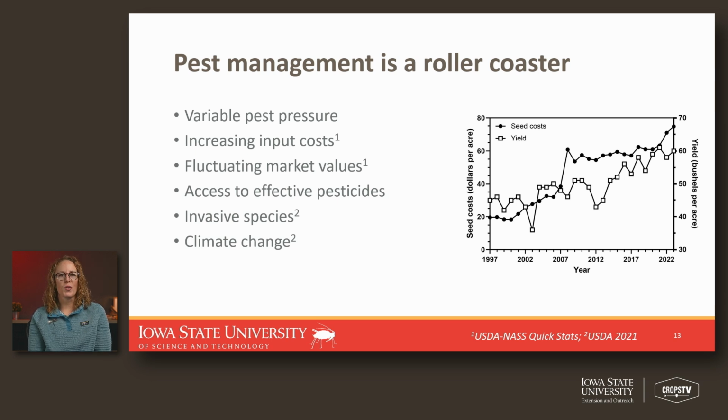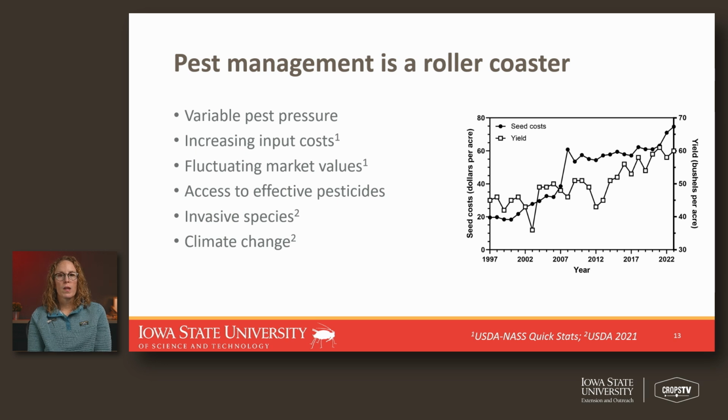There's ups and downs, there's good years and bad years for pest management. In addition to that, we have to think about access to effective pesticides. The products that we use in field crops have to be reasonably priced given the market value that we can expect for the crop. New products are coming on the market, which are generally more expensive. Older products are getting taken off the market. And so we have to think about the access, and also the effectiveness is not always the same from product to product.